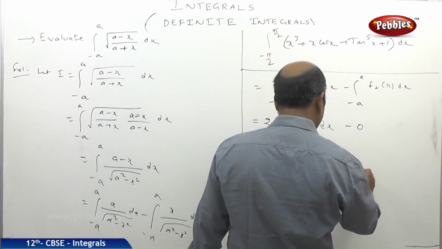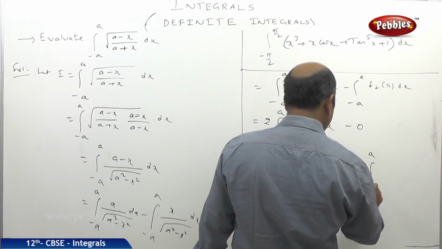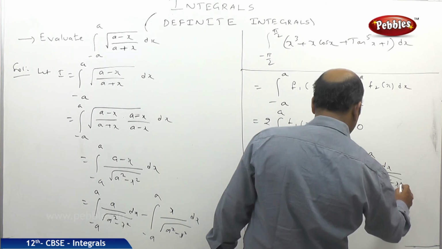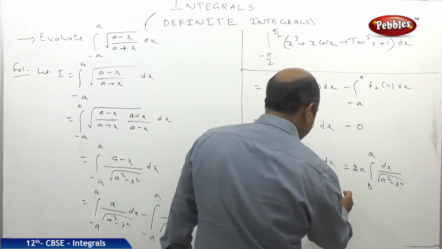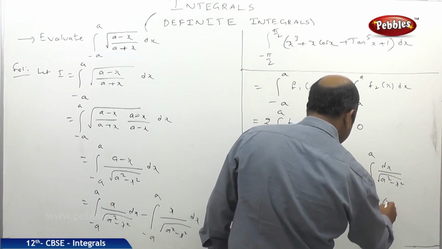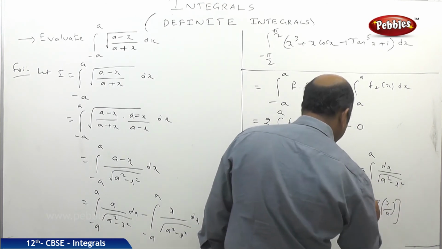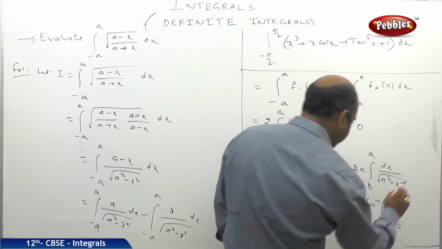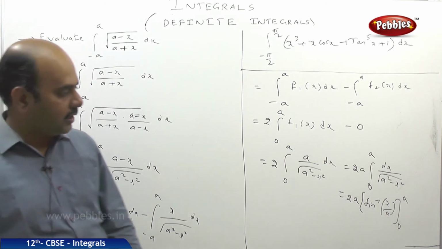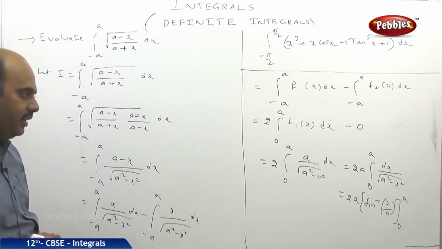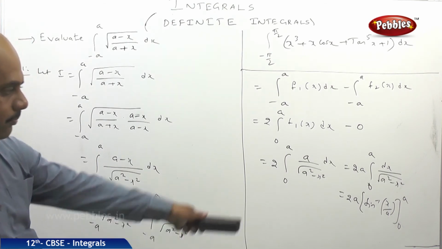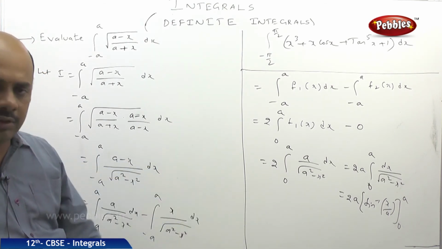So later, 2a integral of 0 to a dx divided by under root of a square minus x square. So 2a into this becomes sine inverse of x by a from the limits 0 to a. Now if I substitute the upper limit, we are getting sine inverse of a by a, that means sine inverse of 1. Sine inverse of 1 is nothing but pi by 2. If I substitute 0, it will become 0.